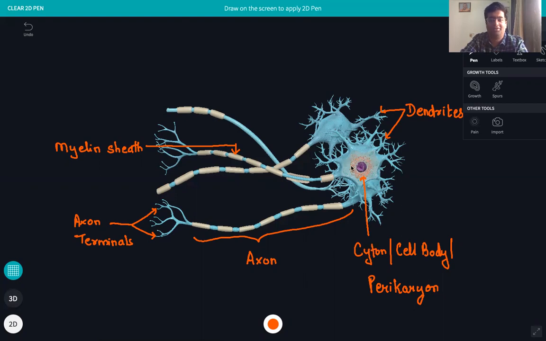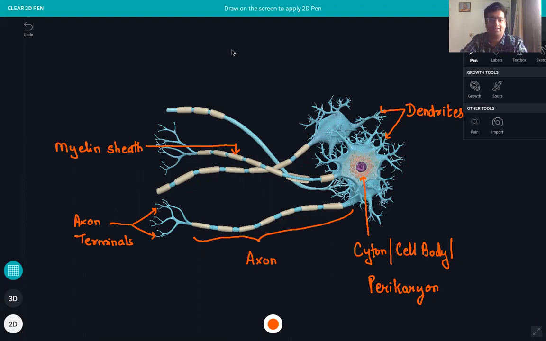Now, as far as the structure of a neuron is concerned, it consists of three main parts: the dendrites and the dendron, the cyton, also known as the cell body or the perikaryon, and third is the axon. So I repeat, there are three main parts of the neuron: the dendrites and the dendron, the cyton, also known as the cell body or the perikaryon, and the axon.